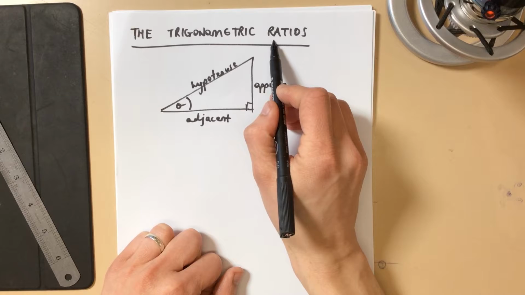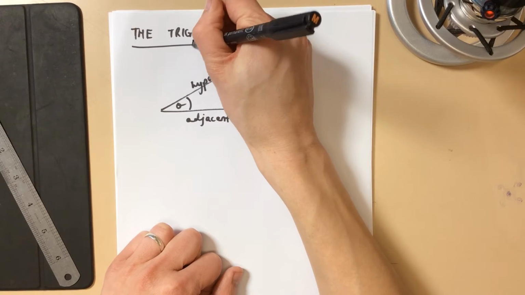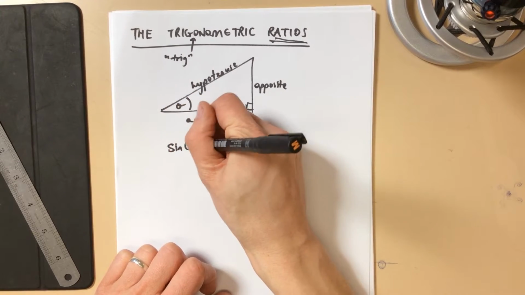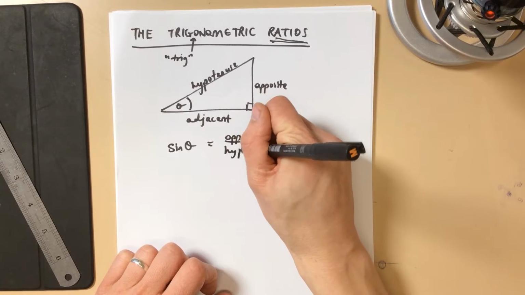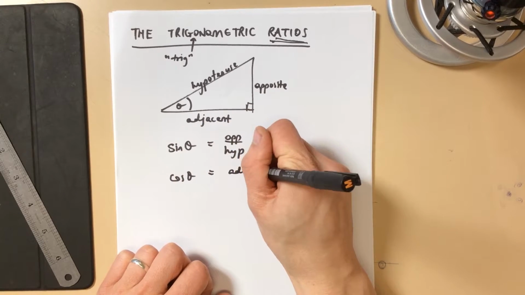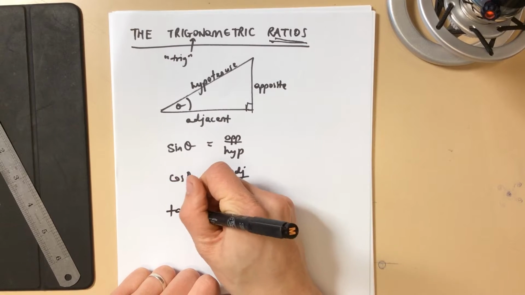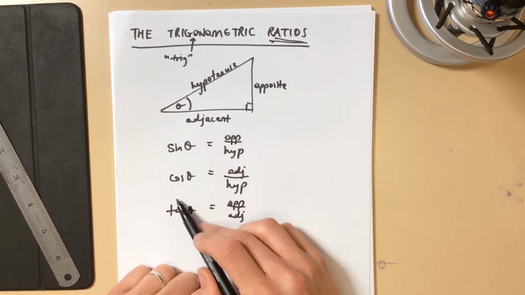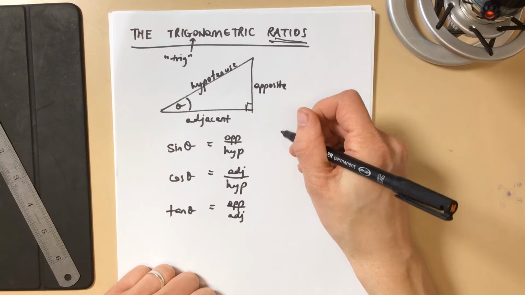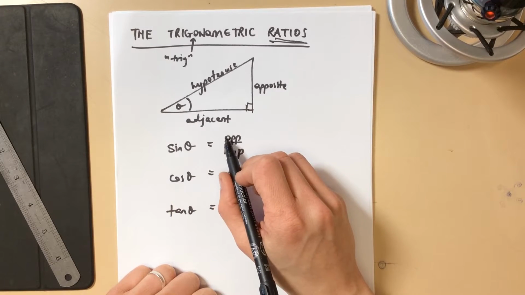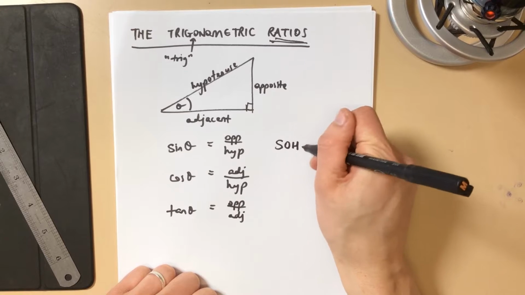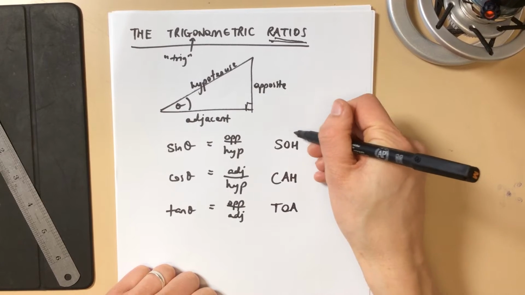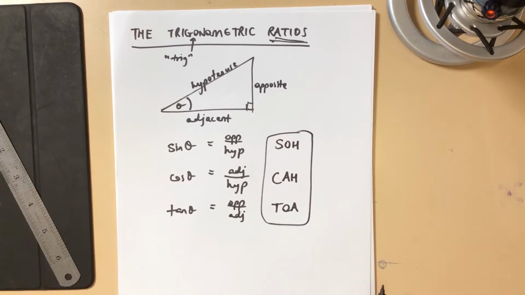We introduced these three ratios. Instead of trigonometric, we abbreviate that to trig. The three trig ratios, to jog your memory, were sine, which is opposite on hypotenuse, cos, which is adjacent on hypotenuse, and tan, which is opposite on adjacent. And then we took the first letters of all of these different words and ratios to come up with this mnemonic device. So sine is opposite on hypotenuse, so SOH. Cos is adjacent on hypotenuse, and tan is opposite on adjacent, which is where we got SOHCAHTOA from. So that's how you remember what the ratios are.